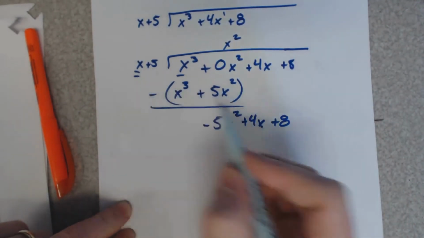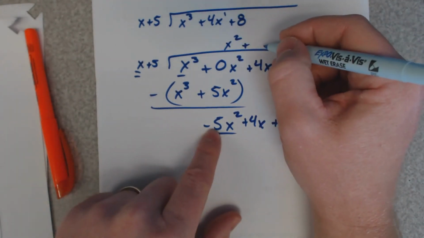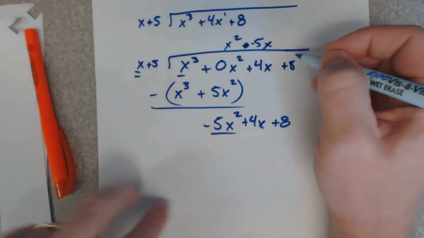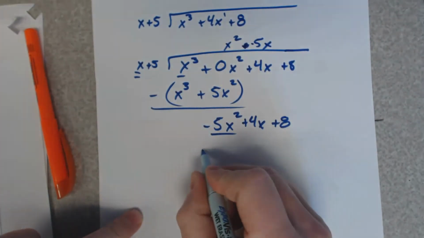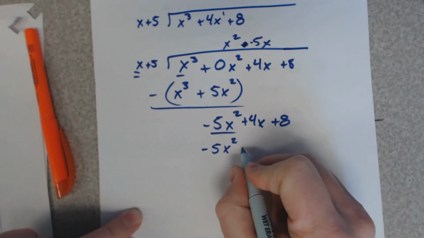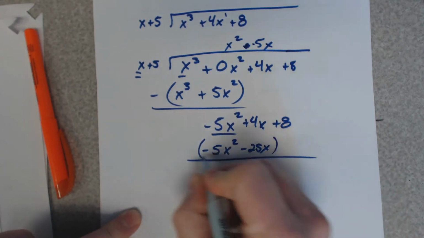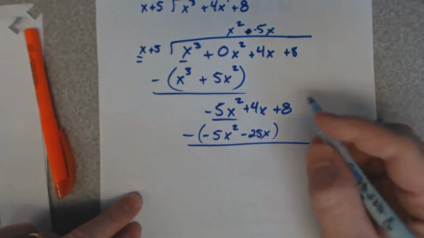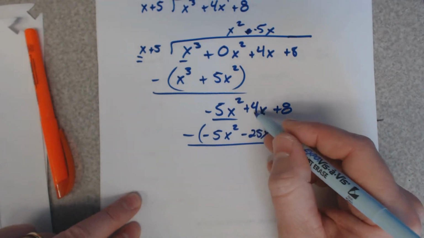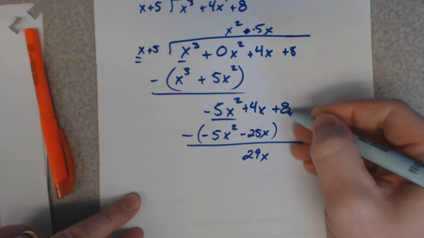How do you turn an x into a negative 5x squared? You need to multiply it by negative 5, and you need to multiply it by x. Negative 5x times x is a negative 5x squared. Negative 5x times 5 is a negative 25x. And we're subtracting. So 4 minus a negative 25 is like saying 4 plus 25. You bring down the 8.